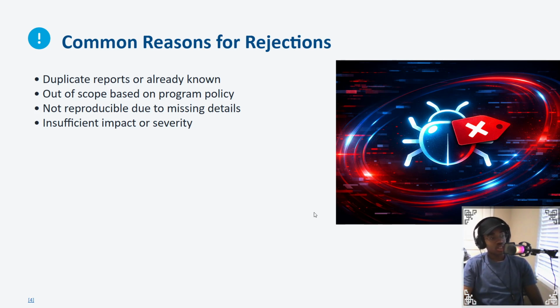Duplicate reports are already known, out of scope based on program policy, no reproducibility due to missing details, insufficient impact or severity. So like I've been talking about before, if it's not exploitable, nothing bad's actually happening. This isn't like a hacker could come in tomorrow and exfiltrate a whole company's data. That's a very specific example, but I'm just trying to frame it in a way that something important needs to happen for it to be counted as a bug, or else do not submit it.